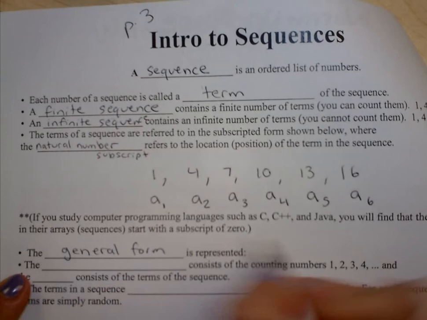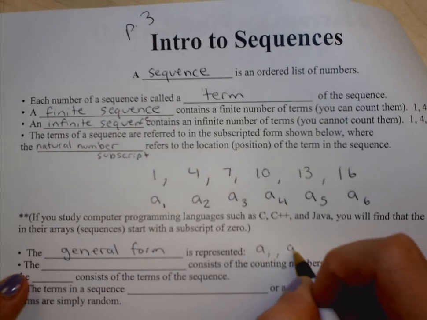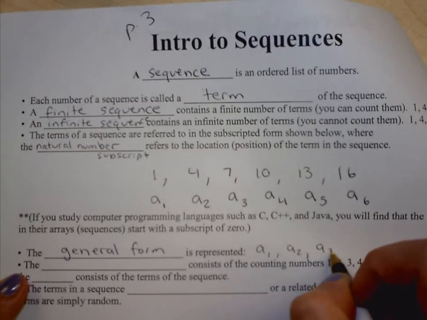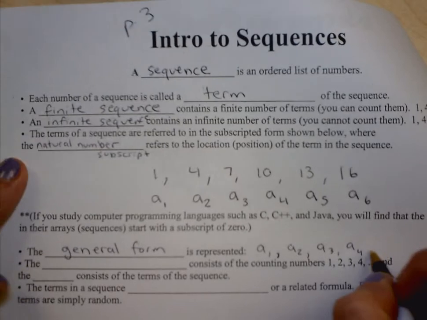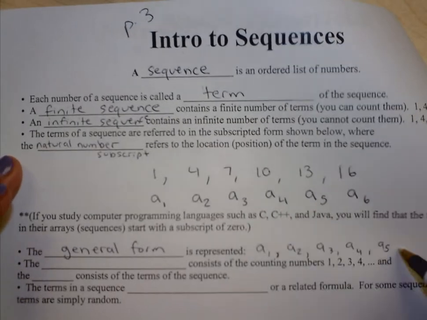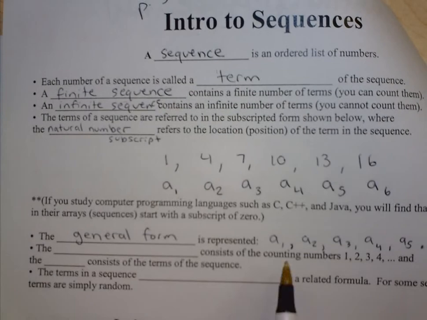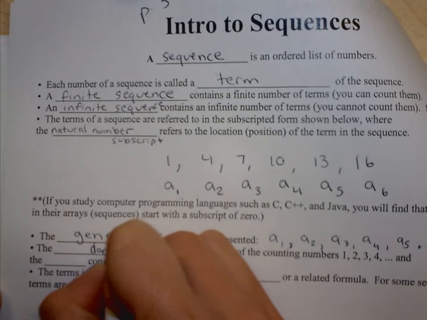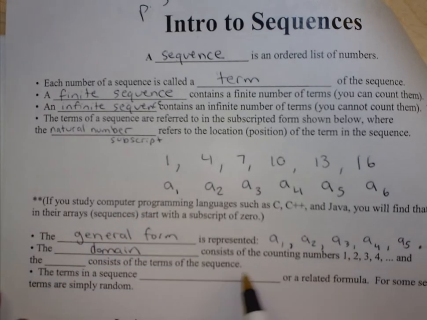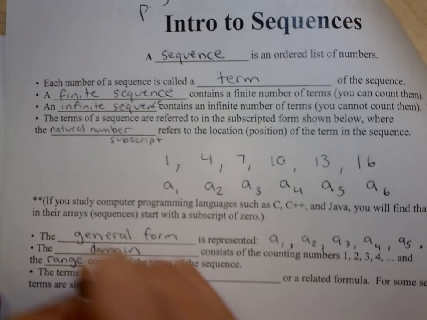The general form of a sequence is represented by A1, A2, A3, A4, A5, and we could keep going based on how many numbers the sequence has. The domain of a sequence consists of the counting numbers, and the range consists of the terms of the sequence.